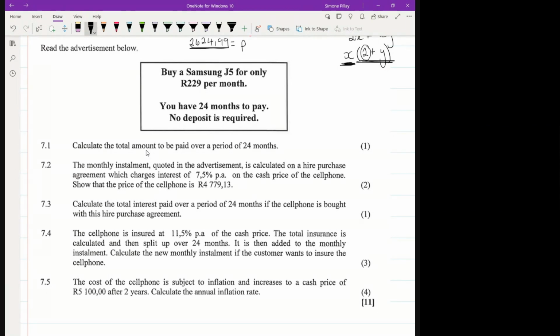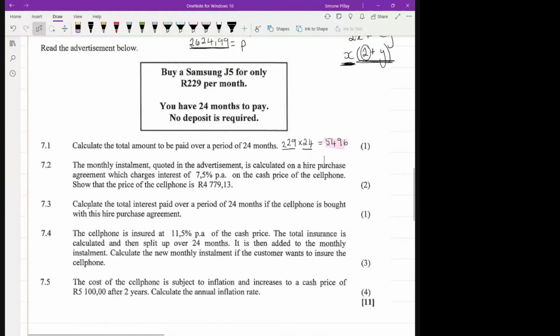So be careful, fortunate. It is not 299, but yes, it is 229 times the 24 months. This is what we're paying every month. This is how many months we're paying it for. And that is going to give me 5,496 Rand, 100% correct. Okay, so that's the answer for my first one. Not too bad.